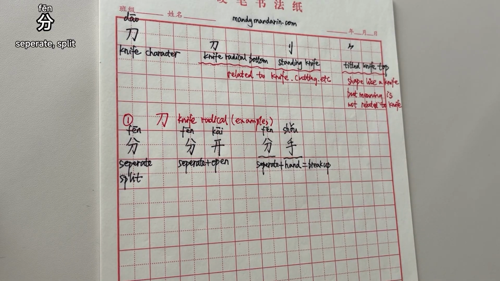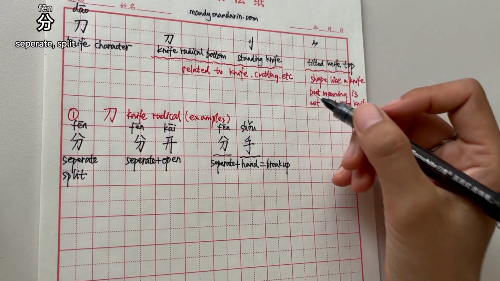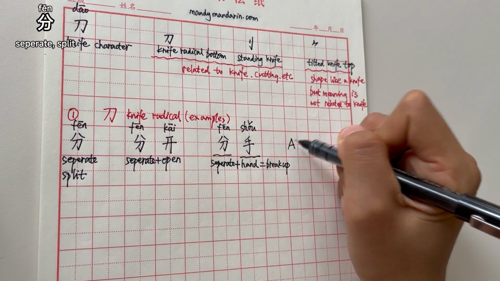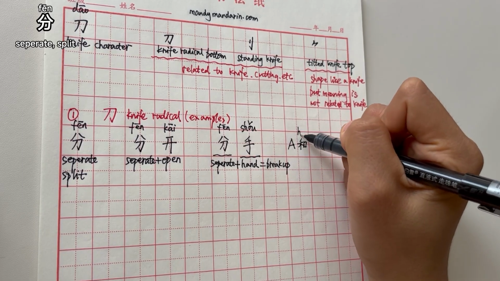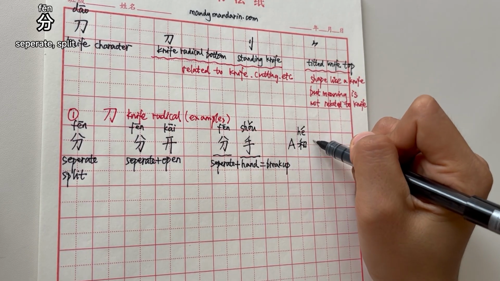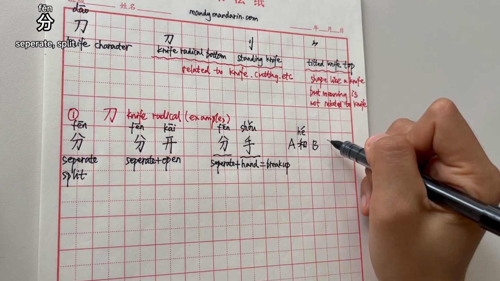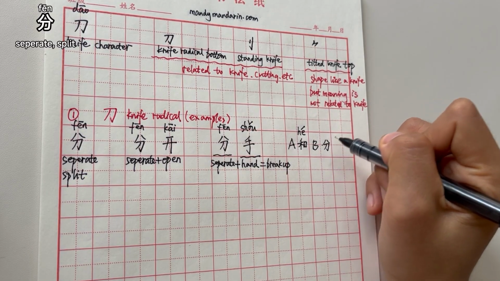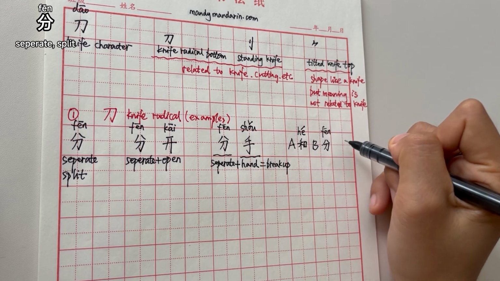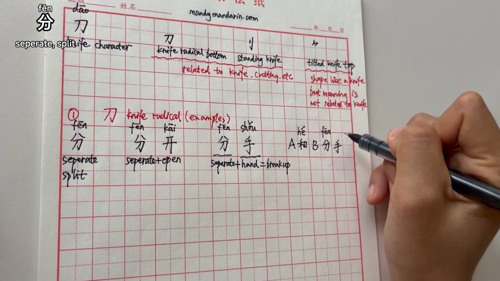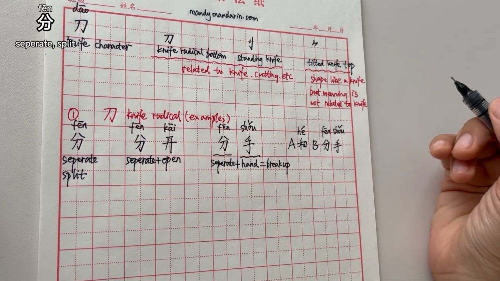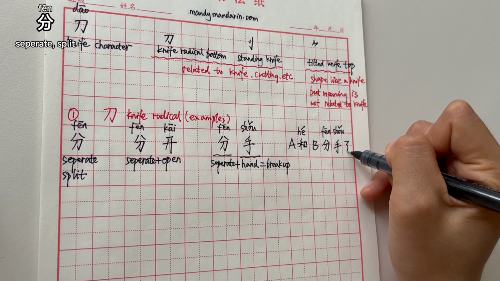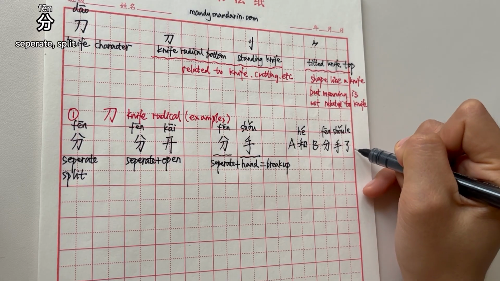If you say A breaks up with B, we can say A 和 B 分手. Because if they broke up already, so 分手了.